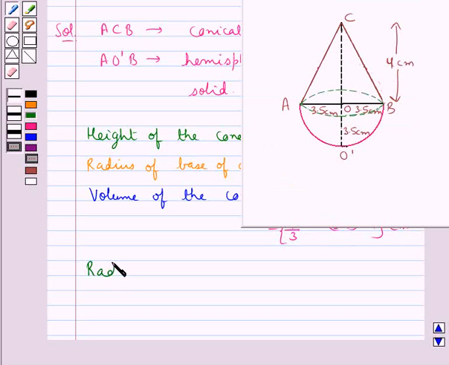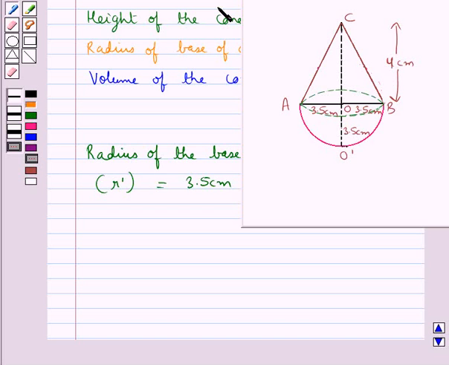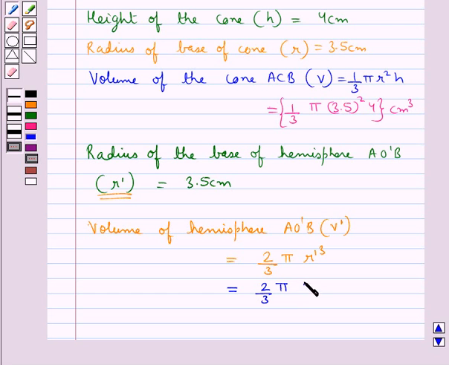Then we have the radius of the base of the hemisphere AO dash B given by R dash is equal to 3.5 centimeters. Then the volume of the hemisphere AO dash B given by V dash is equal to 2 by 3 pi R dash cube. Now we have the value for R dash. So we substitute this value of R dash, and so this volume V dash would be equal to 2 by 3 pi into 3.5 cube centimeter cube is the volume V dash of the hemisphere AO dash B.